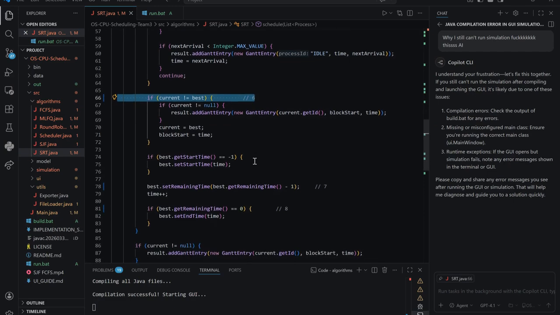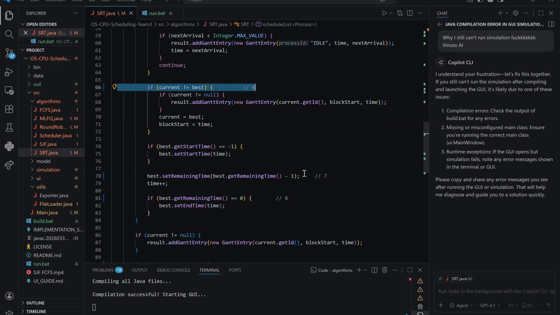Up next is this one: best dot set remaining time, best dot get remaining time minus 1, which means run the process for one time unit, and then its remaining time is reduced. That's why we minus 1. Again, we run the process for one time unit, and then it reduces the remaining time by one.